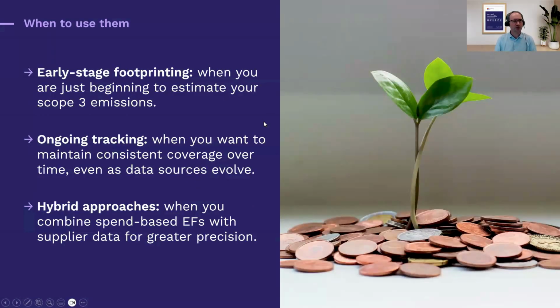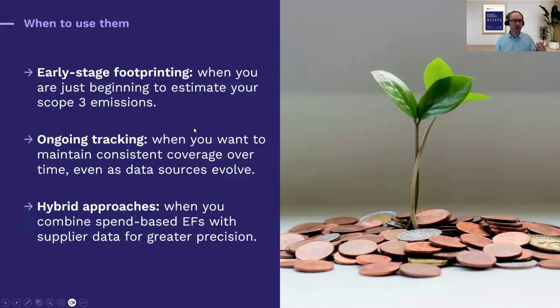In terms of when you use them, we find there to be typically three main cases where they're really useful. So they're really useful when you're just getting started. It sounds like a lot of the people in this room are already well past that stage, so we won't cover it in detail. But when you don't know what your emissions are, spend-based emission factors help you to get to an estimated inventory really quickly so that you can work out where to focus your time. They're also useful for ongoing tracking because they provide a consistent methodology through time, and they enable you to track how you're performing.